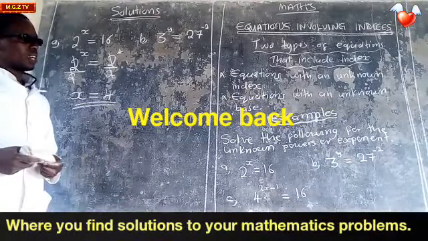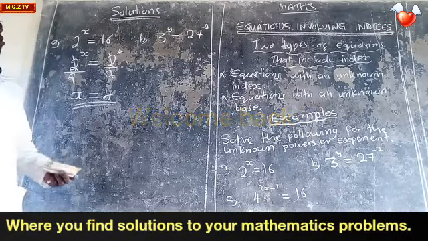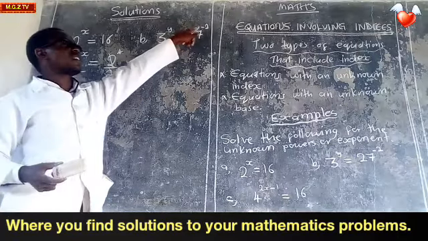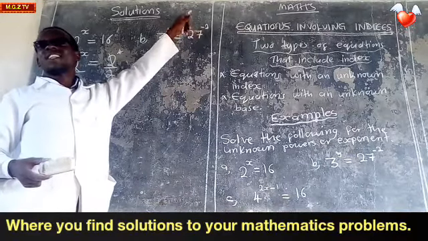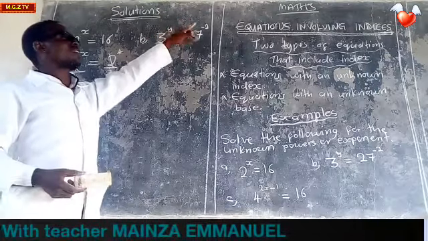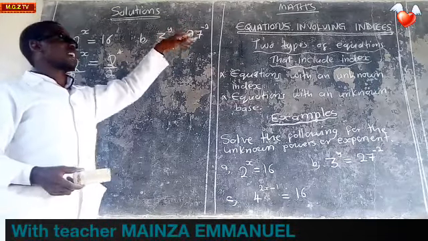So our second example is 3 power y equals 27 power negative 2. Don't be scared of this connective. The connective has nothing to do with anything. It is not there to disturb anything, but it is there to confuse you.